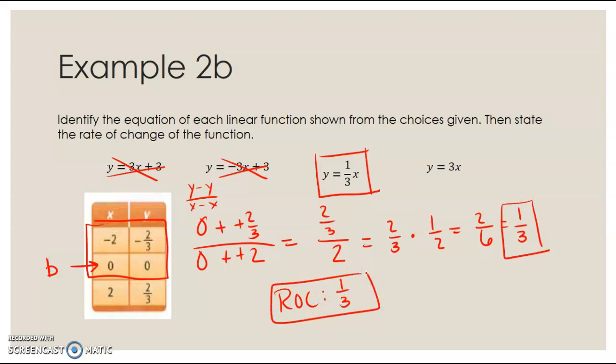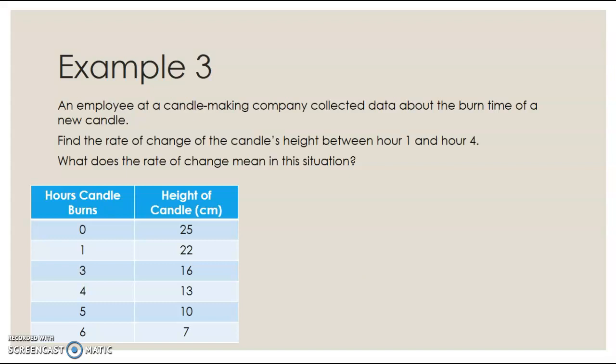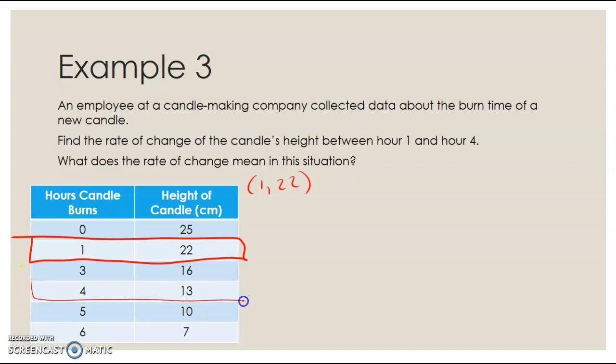All right, last example. An employee at a candle making company collected data about the burn time of a new candle. And we want to find the rate of change of the candle's height between hour 1 and hour 4. And then what does the rate of change mean in this situation? So it's telling us which 2 points to choose. So it's telling us to choose 1, 22. So that's 1 point. And then hours 1 and 4. And so our other point is 4, 13.